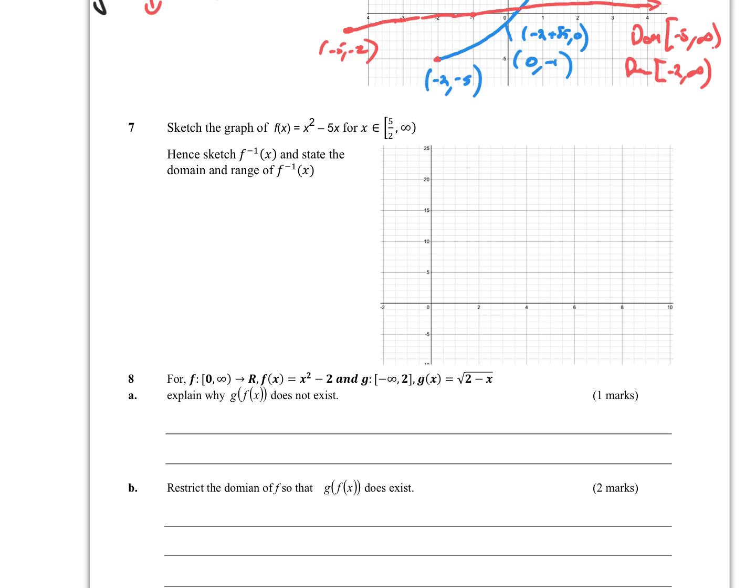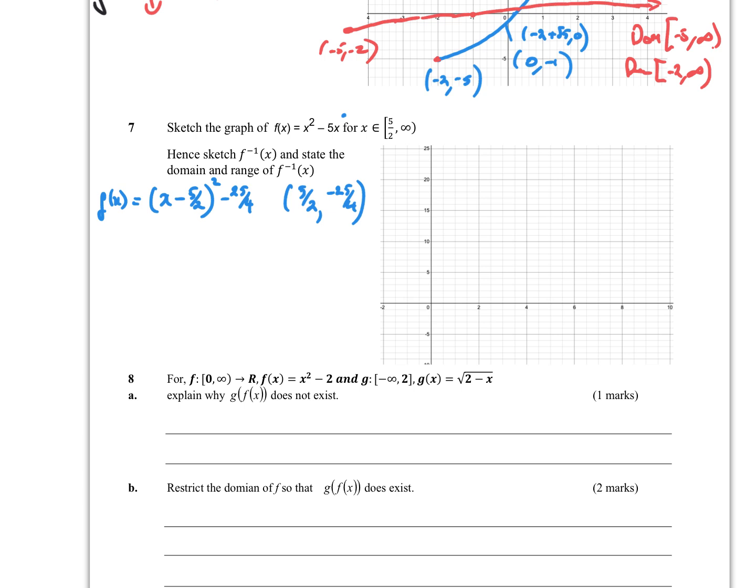Sketch the graph of 5x² minus 5x between 5 on 2. So again, if I complete the square on that, I can write f of x is equal to x minus half the middle term, square it, which is 25 on 4, and then I've got 0 left over. So that's what it's going to look like. So we've got a turning point at the point 5 on 2, -25 on 4.